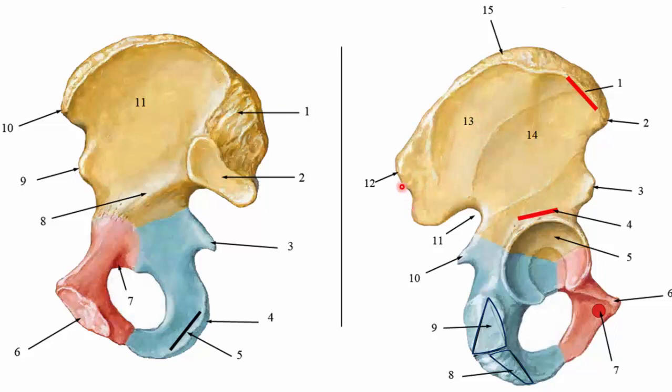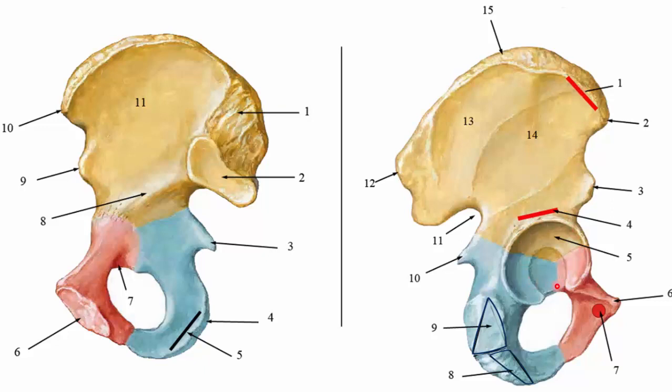In this diagram, this is posterior and this is anterior. So number 2 is the anterior superior iliac spine. Sartorius and the inguinal ligament attach to it. Number 3 is the anterior inferior iliac spine. Rectus femoris and the iliofemoral ligament attach to it. Number 1 gives attachment to tensor fascia lata.